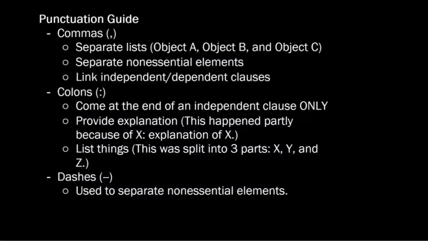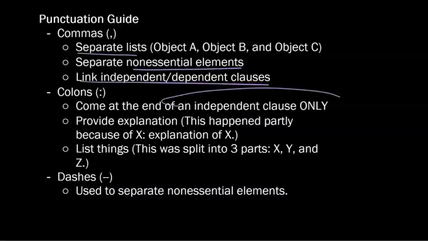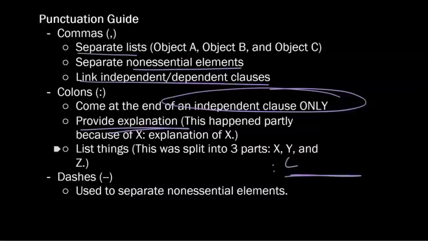Lastly, here's just a brief punctuation guide. Commas can be used to separate lists, to separate elements as we saw earlier, and to link those clauses together. Colons can only come at the end of an independent clause. They can either provide an explanation to something, or you can just have a colon and then a list after that. Okay, dashes are used to separate non-essential elements as we discussed, and that's pretty much all you'll need to use dashes for on the SAT.